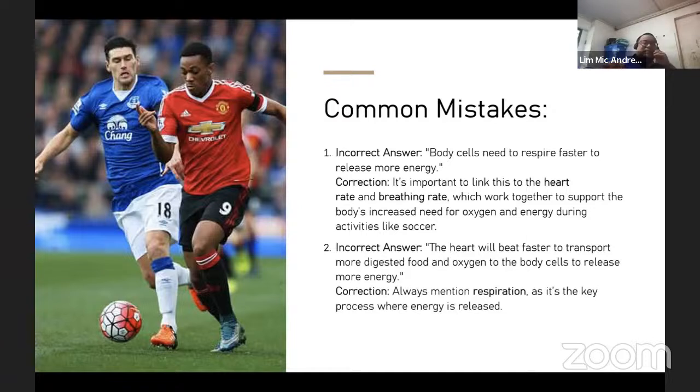So if you don't answer this respiration, you only get half mark, which is quite unfair when you have actually studied for the examinations or tests, be it in Singapore, Vietnam, or any other country in the world. All right, always mention the process called respiration when talking about heart rate and breathing rate questions, because this is a key process where energy is released.